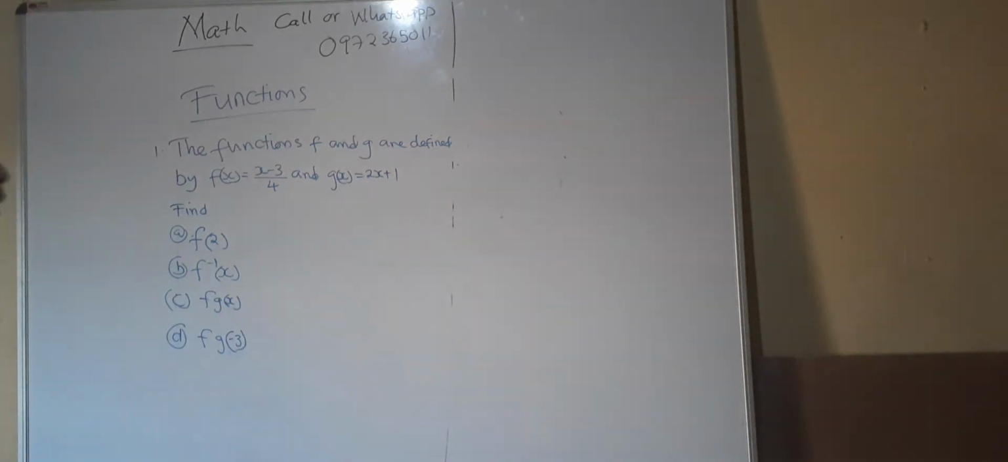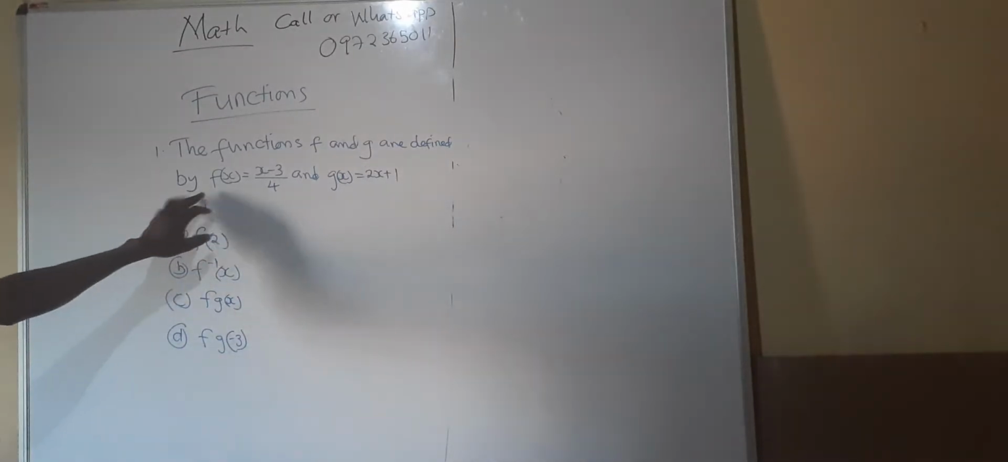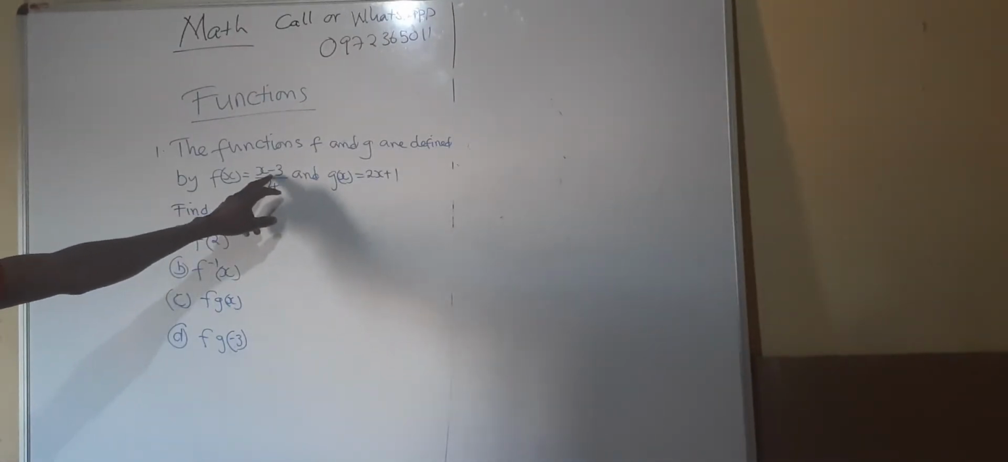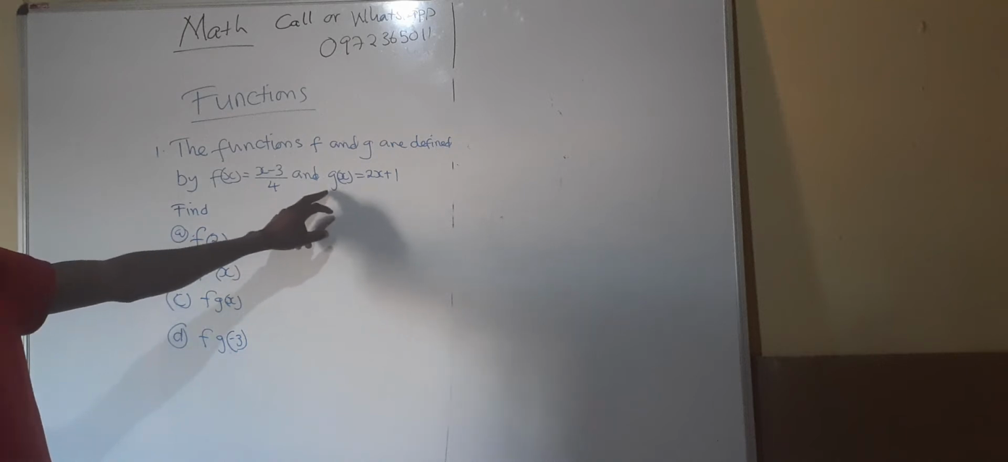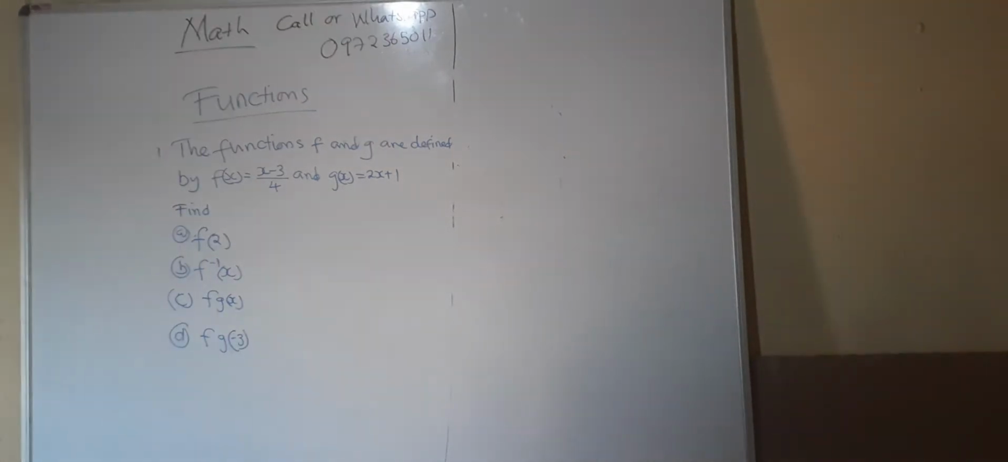Okay, hello, welcome back. Again, I've come to share ideas on the functions, the composite function. This is a frequent question in mathematics paper 1 prepared by the Examination Council of Zambia. We have the functions f and g defined by f of x is equal to x minus 3 over 4, and g of x is equal to 2x plus 1.